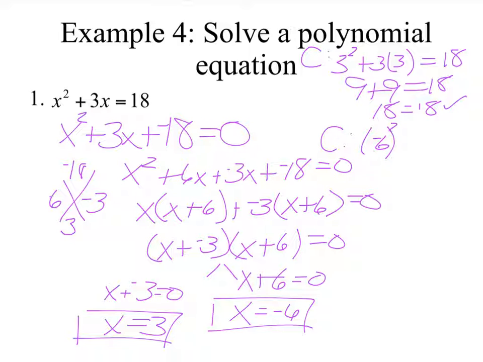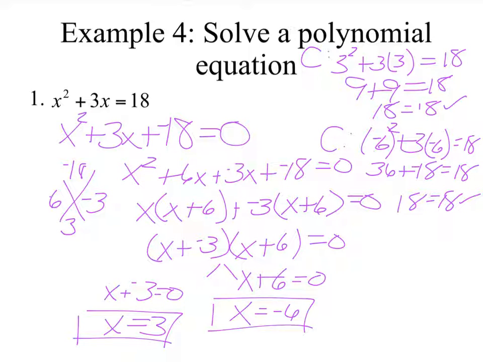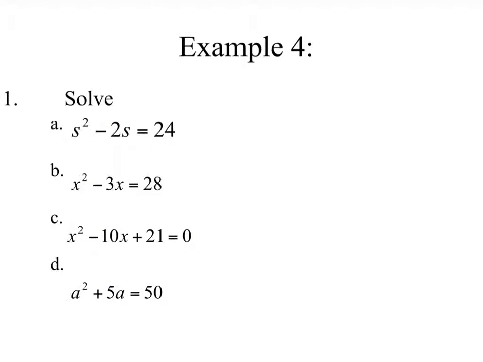Negative 6 squared plus 3 times negative 6 needs to equal positive 18. Negative 6 squared is positive 36 plus negative 18 needs to equal positive 18. Positive 18 will in fact equal positive 18, and my answer does in fact check. Please try these 4 solving equation ones on your own.